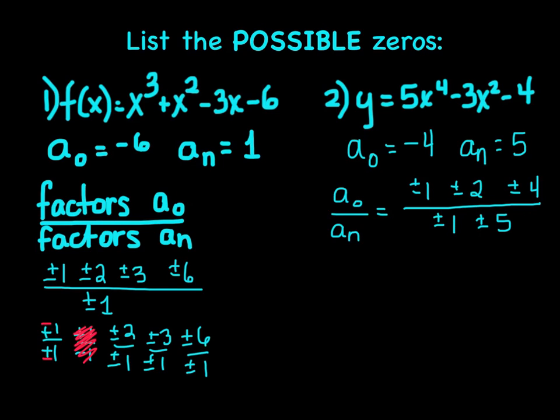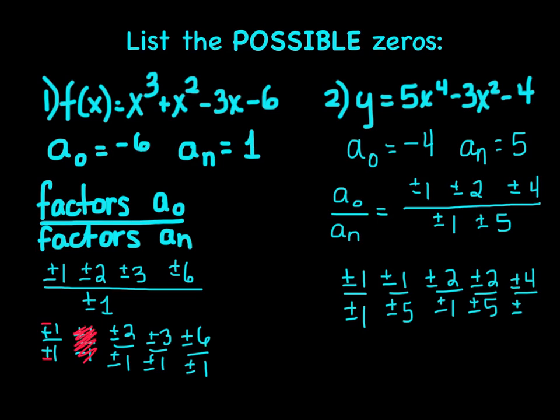So the combinations will be all possible zeros. Remember, these are all just possible. We don't even know if they work. They're just possible. So I'm going to say, okay, I can divide plus or minus 1 by plus or minus 1, and I can divide plus or minus 1 by plus or minus 5. I can divide plus or minus 2 over plus or minus 1, and I can divide plus or minus 2 over plus or minus 5. I can divide plus or minus 4 over plus or minus 1, and I can do plus or minus 4 over plus or minus 5.